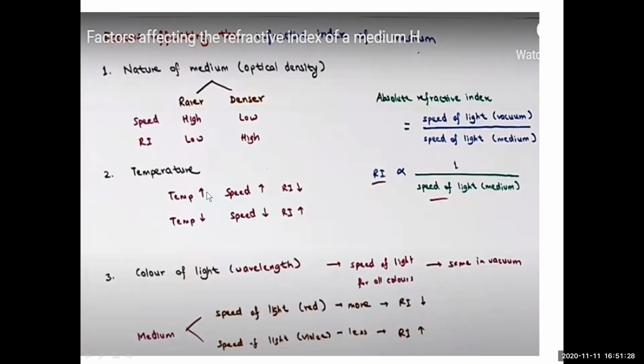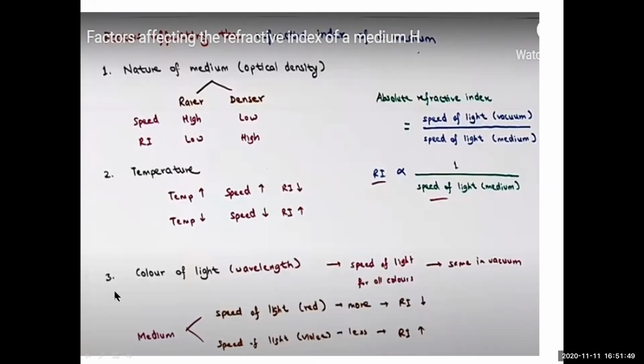Next, the second factor is the temperature. As the temperature increases, we know that the speed of light increases, and we know that speed is inversely proportional to the refractive index. Therefore, the refractive index decreases. As the temperature decreases, the speed also decreases. Therefore, the refractive index of the medium increases. Isn't it, students?